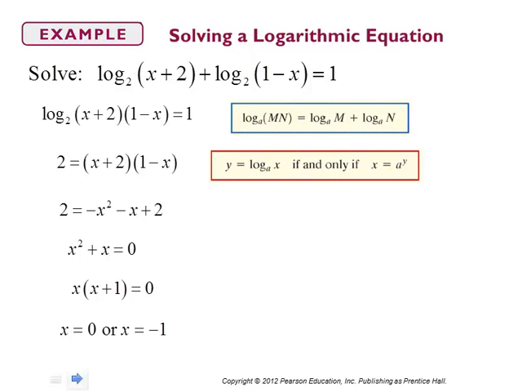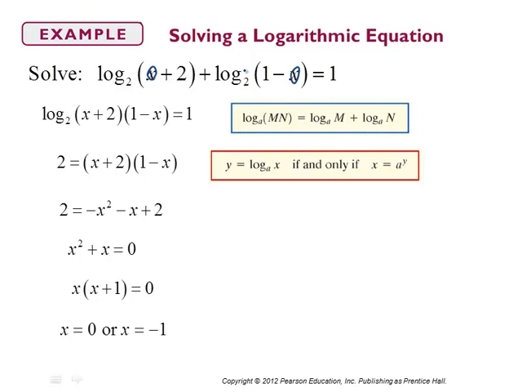And are both of those viable solutions? So we could plug in the 0 for x. What happens if you plug in 0 for x there and there? Then you'd have log base 2 of 2, which is 1, by the way, and log base 2 of 1. What's the log of 1?